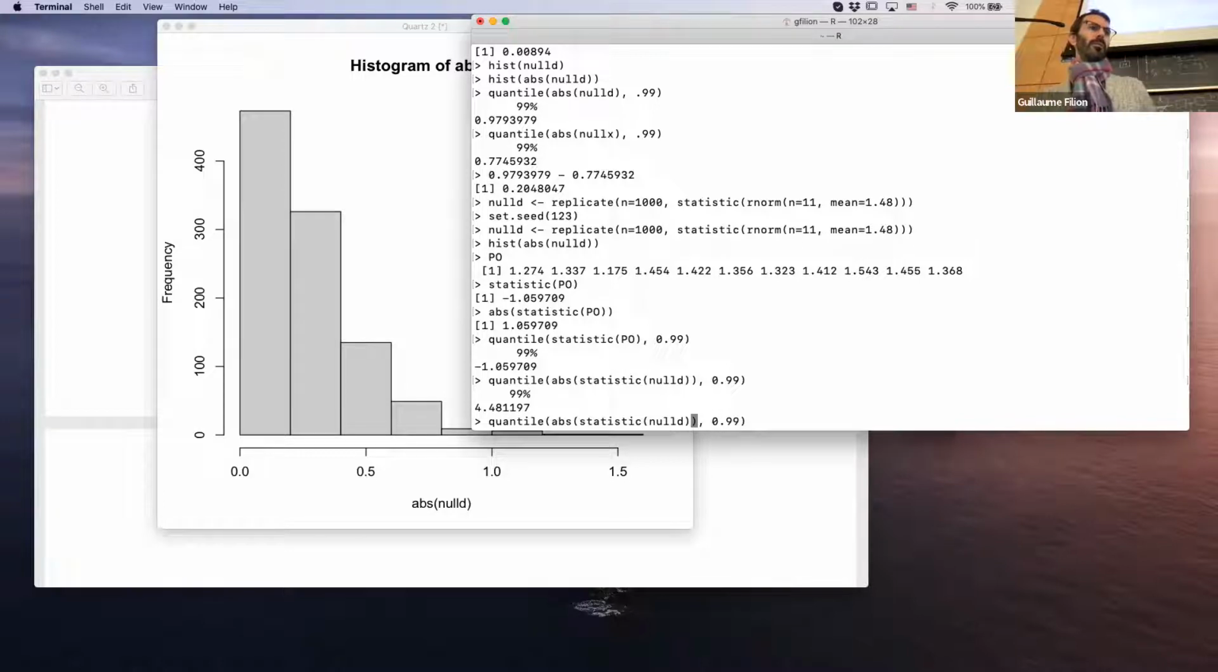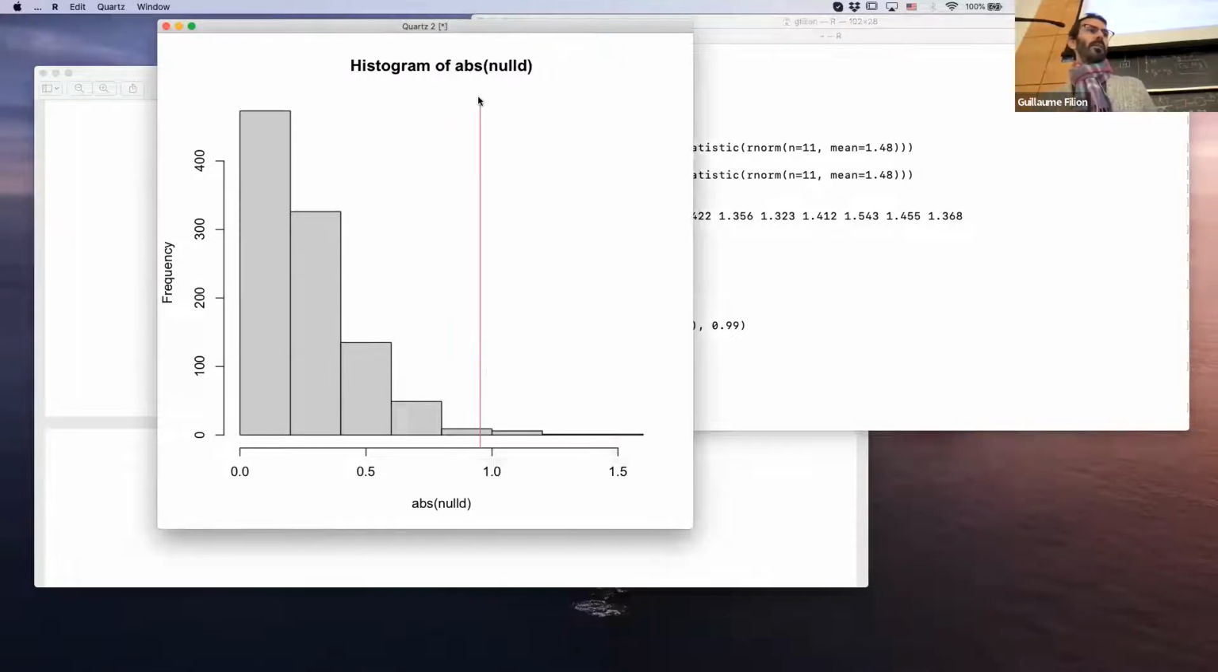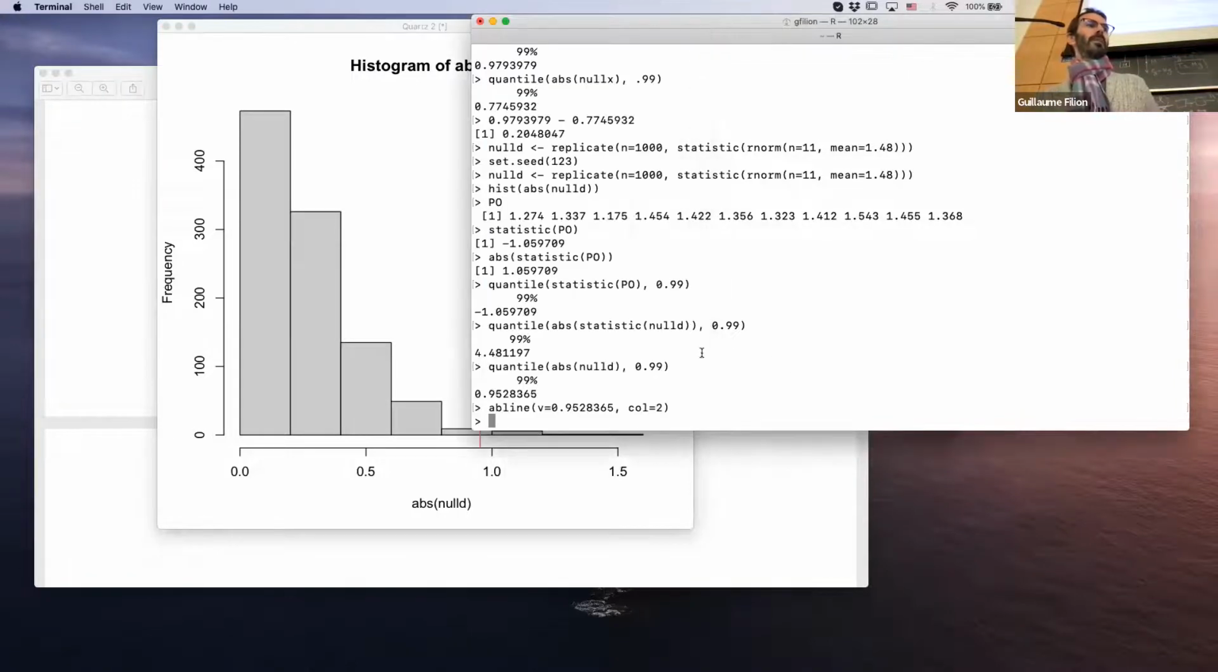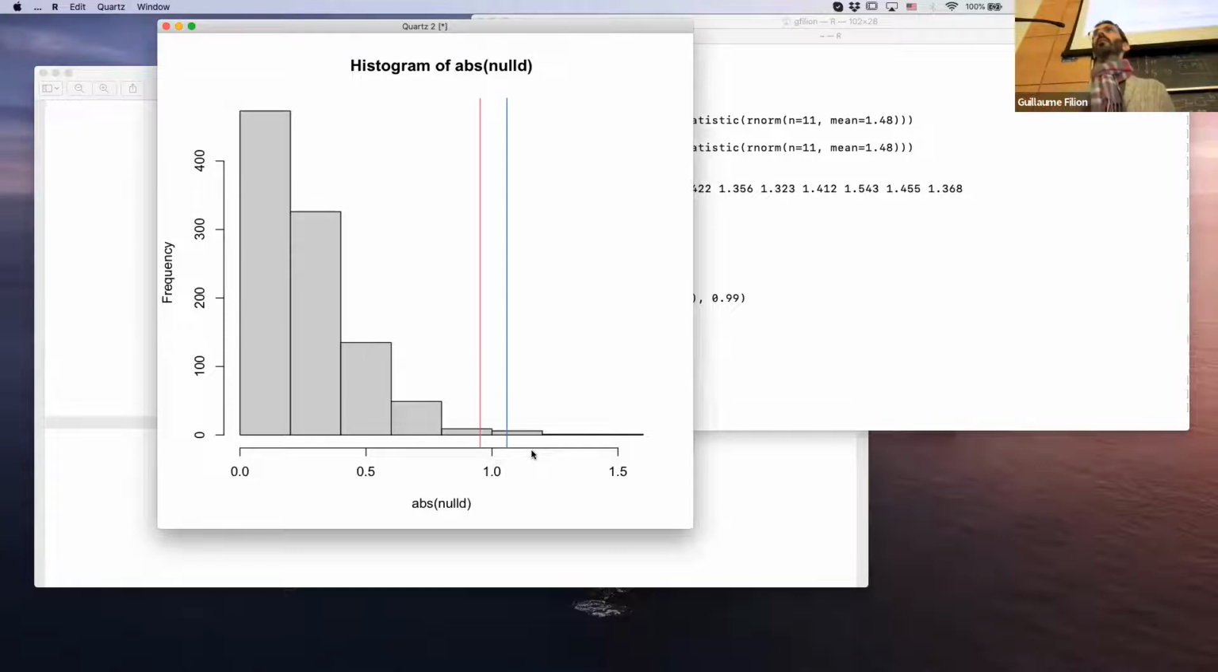Of course, not this at all. I have already computed the statistic. So that's the one here, 0.9528. If I do here that, I see that this is my threshold at 1%, meaning that 1% of the probability is here. Now, my observed statistic is this one, 1.05. So I placed it in blue. Oops, blue. It's here. It's on the right side of the threshold.